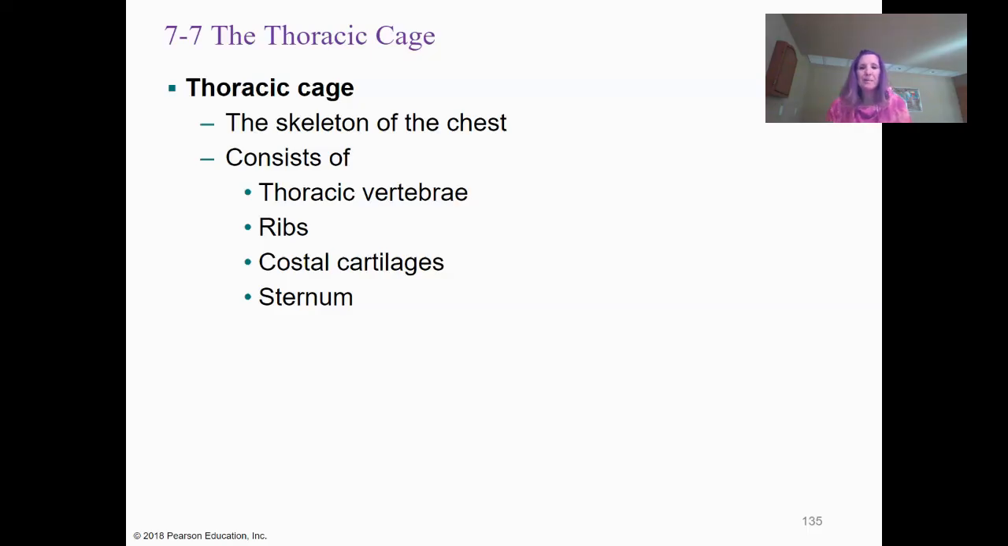Hi, everybody. We're going to talk about the last part of the axial skeleton. We're going to talk about the thoracic cage. The thoracic cage consists of the thoracic vertebrae, the ribs, the costal cartilage, and the sternum.